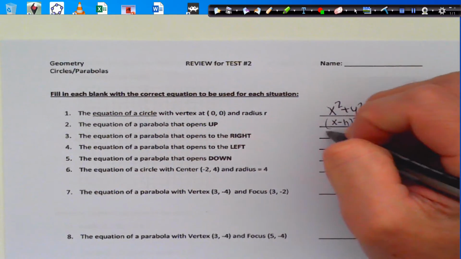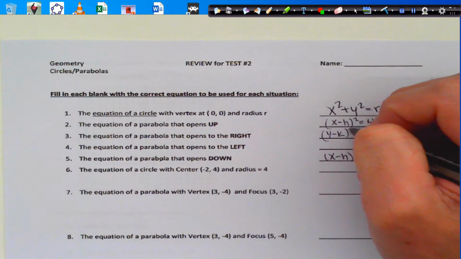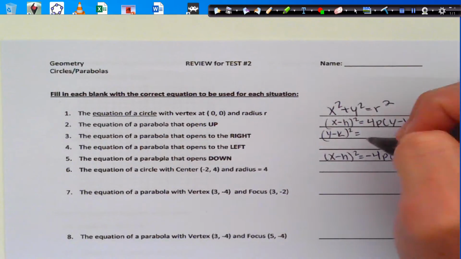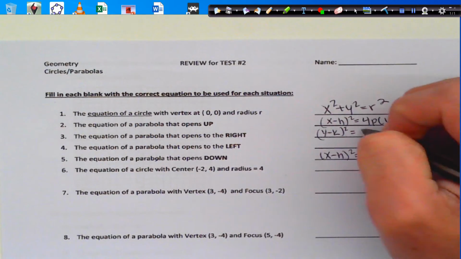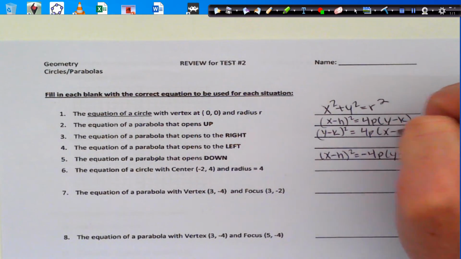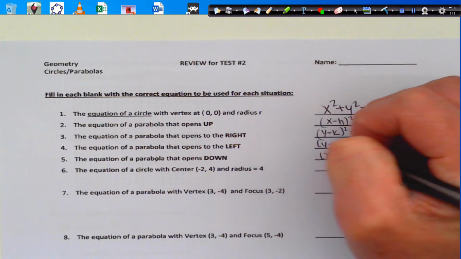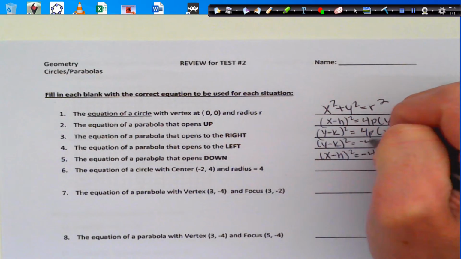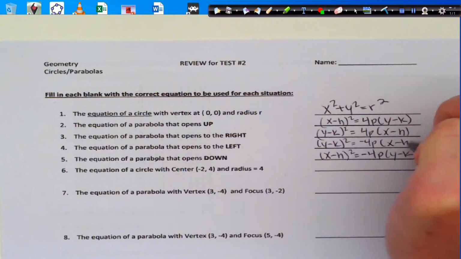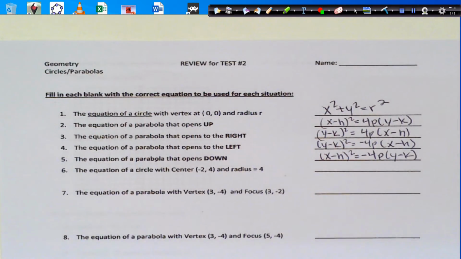Right, this is going to be a y. Notice y always stays with k. If it's going to the right, right is where the positive numbers are, so that's a positive 4p. And then same thing, but now a negative 4p to go to the left. Okay, these should all be right in front of you when you're taking the test. No need to not have those in front of you.